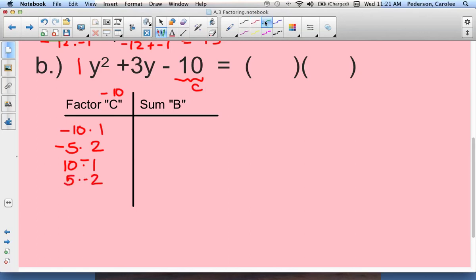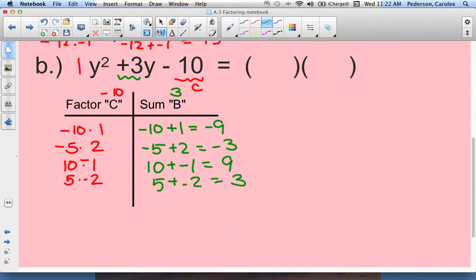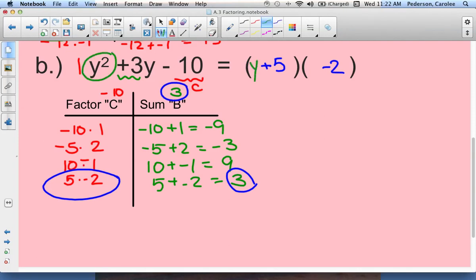Now we want the sum to be b, and our b is a positive 3. Now we'll add these terms together. Negative 10 plus 1 is negative 9. Negative 5 plus 2 is negative 3. 10 plus negative 1 is 9. 5 plus negative 2 is 3. The one that works is the one that sums to 3. This one sums to 3. So these are the numbers we're going to use: positive 5 and negative 2. And now you just split up the first variable as y and y.